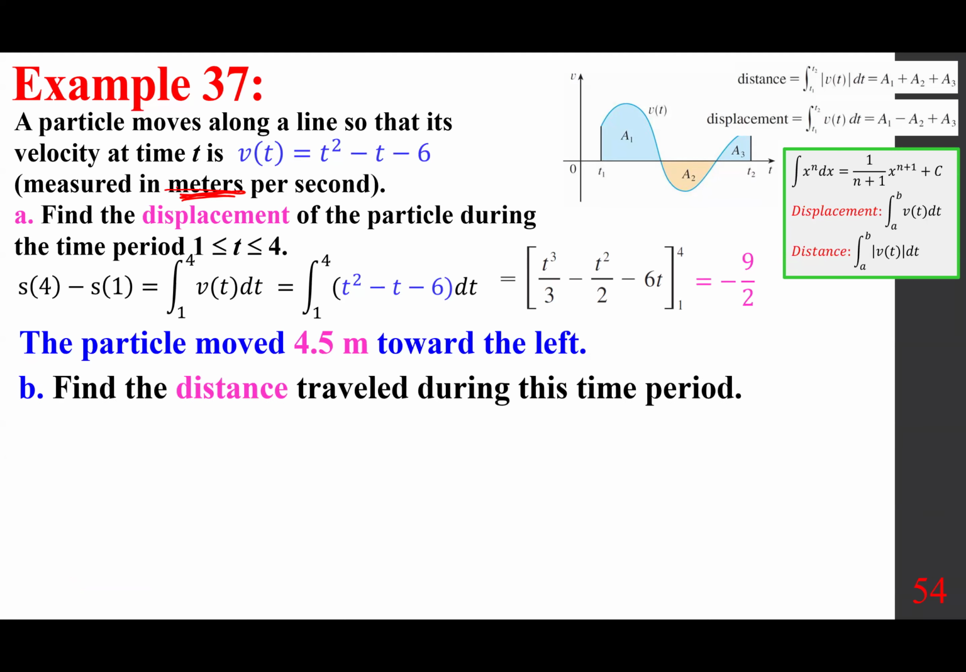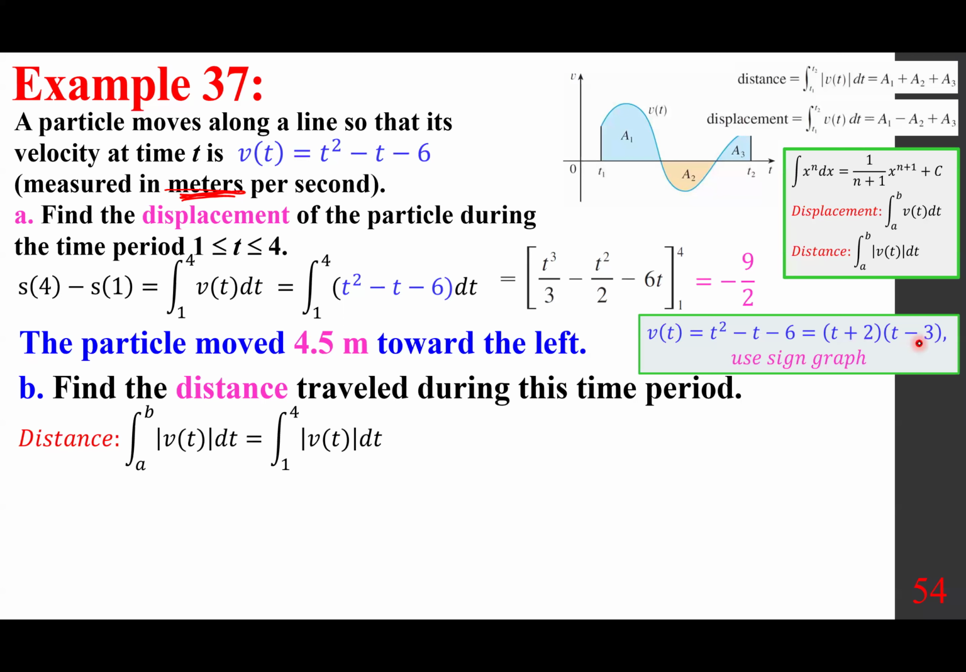Part B is asking for the same thing, but this time distance instead of displacement. Therefore, it's the same integral, but the v of t is in an absolute value. So what's the difference? The difference is you have to know where this function v of t is positive and where this function is negative. So this function must be factored, and you want two numbers. The product is -6, the sum is -1, so positive 2 and -3. So you factor it as t plus 2 times t minus 3.